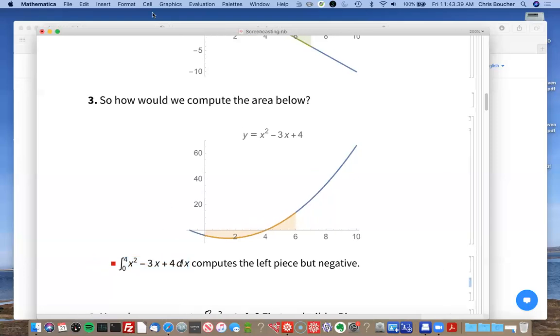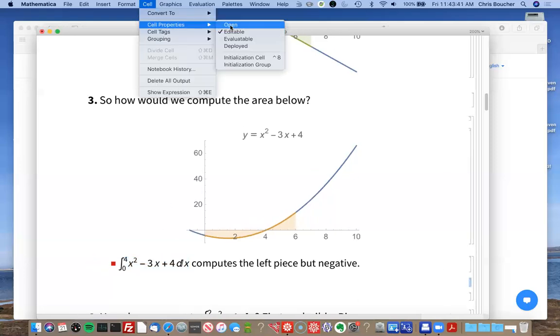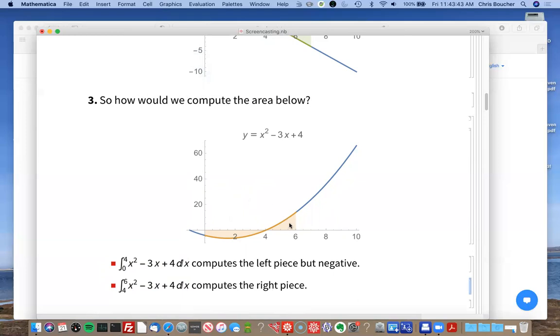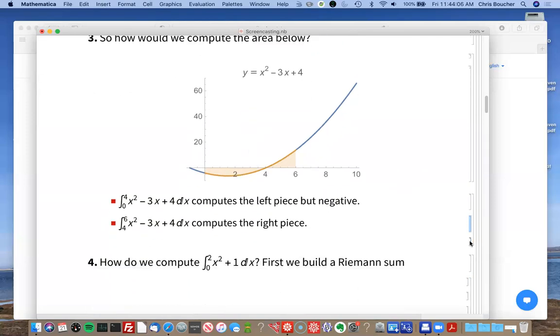And then if we integrated from 4 to 6, we would get the area of this right-hand piece over where the cursor is now, and that would come out positive because the function's above the x-axis on that interval. Well, now I know how to piece these two things together to give me the area I want. I take the right-hand integral, which gives me the area, and then I take the left-hand integral, make it positive, sort of take its absolute value, and add it to the right-hand integral.